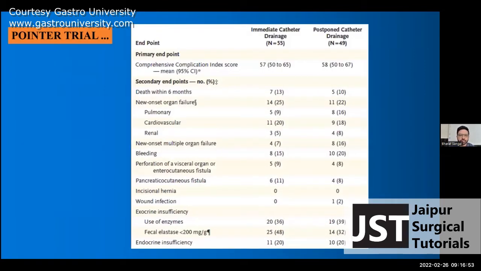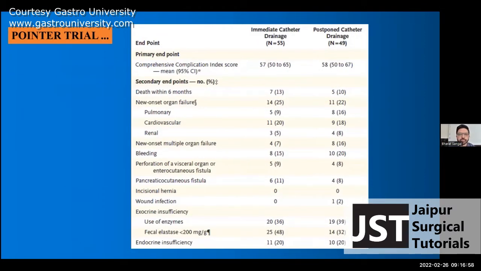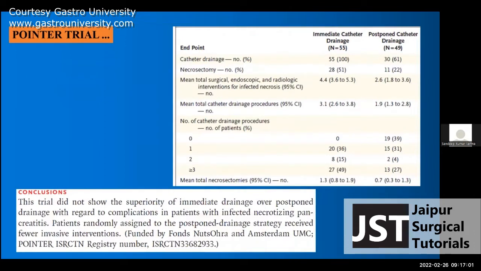Also, this study showed the mean number of repeated drainage procedures was less in the immediate group, and the complication rates were less in the delayed group. So the trial did not show superiority of immediate drainage over postponed drainage with regard to complications in patients with infected necrotizing pancreatitis. And hence the recommendation was to drain these collections after 4 weeks of the inciting episode.